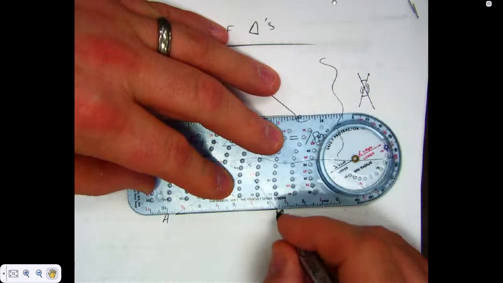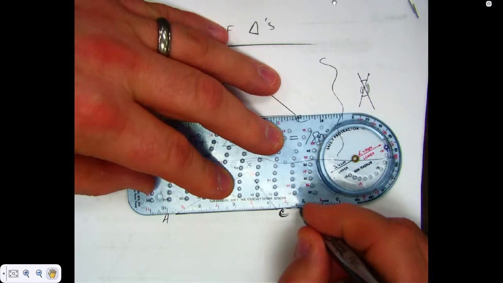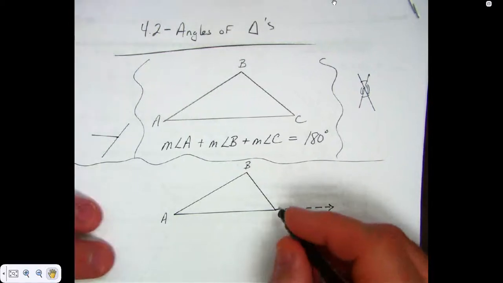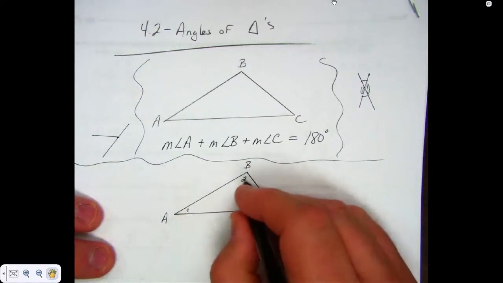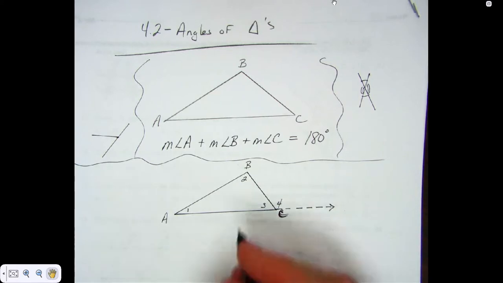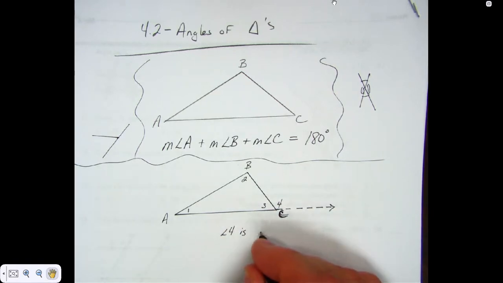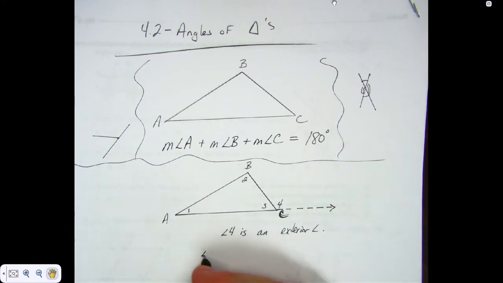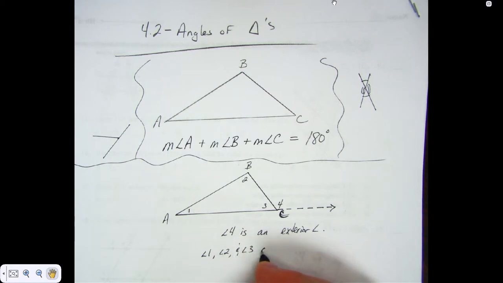Now, what an exterior angle is: if I was to put my ruler on one of the sides and just keep it going and extend it on like this, right here, if we call this angle 1, this angle 2, this angle 3, this is angle 4. This angle 4 is called an exterior angle. What do you think angle 1, angle 2, and angle 3 are? Interior angles.